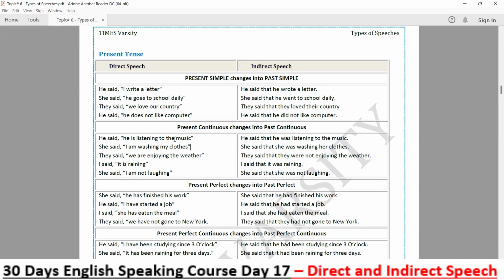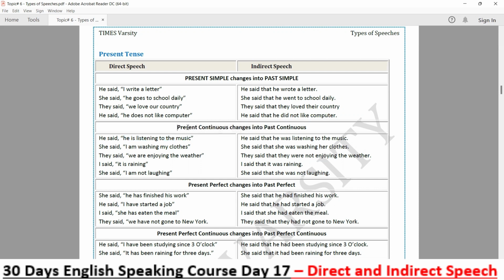He said, listening to the music. Okay. "He said" is past simple or indefinite. "He is listening to music" is simple present continuous tense. What about this one? "He is listening to music" is present continuous tense. Perfect. Okay.